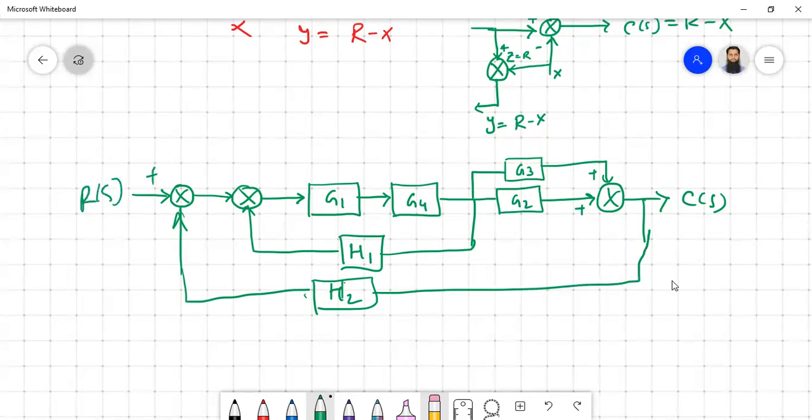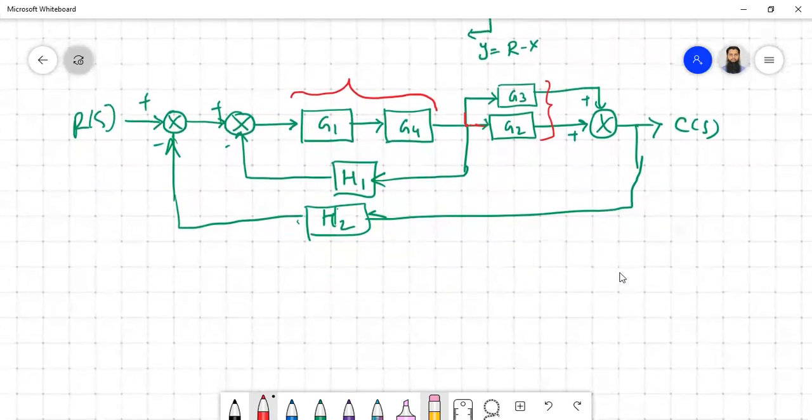So this is your R(s), plus minus, and the arrows, I think they're okay. So now, how can we reduce this block diagram? First thing that we have to identify, same thing, is whether there is a familiar form. We can easily see there are a few familiar forms available. Number one is this, cascade multiply. Number two is these two. These two are actually parallel. So their starting point and ending point is the same. So we can easily apply this formula here.